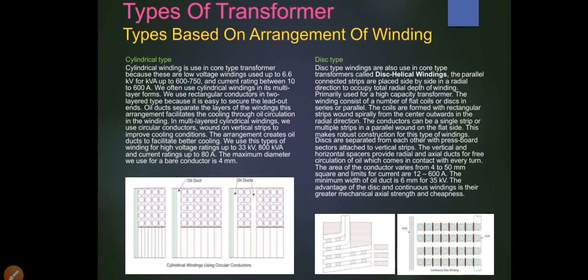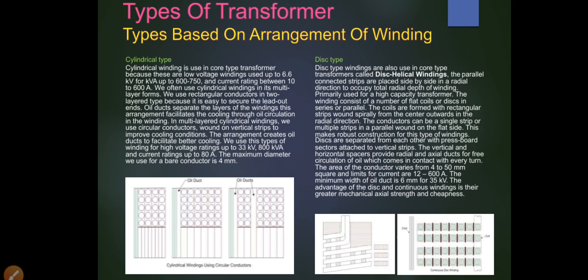So here, disc type windings are also used in the core type transformers, called the disc helical windings. The parallel connected strips are placed side by side in a radial direction to occupy the total radial depth of the windings. Primarily used for high capacity transformers, the winding consists of a number of flat coils or discs in series or parallel, like this.